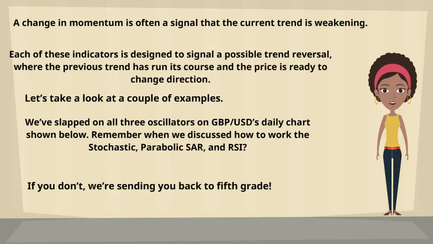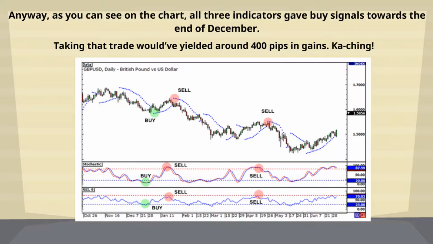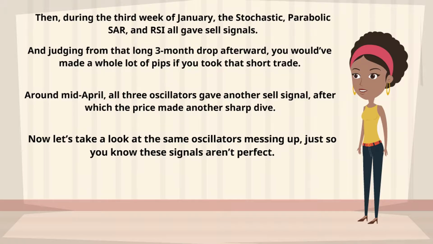Let's take a look at a couple of examples. We've slapped on all 3 oscillators on GBP/USD's daily chart shown below. Remember when we discussed how to work the stochastic, parabolic SAR, and RSI? If you don't, we're sending you back to 5th grade. Anyway, as you can see on the chart, all 3 indicators gave buy signals towards the end of December. Taking that trade would have yielded around 400 pips in gains. Ka-ching. Then, during the 3rd week of January, the stochastic, parabolic SAR, and RSI all gave sell signals.